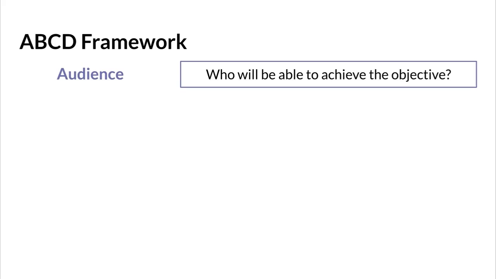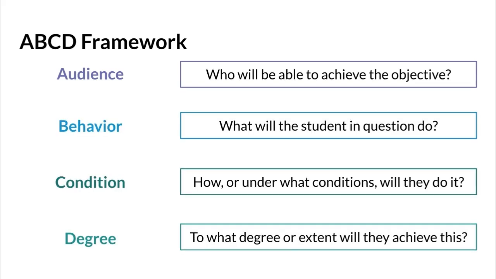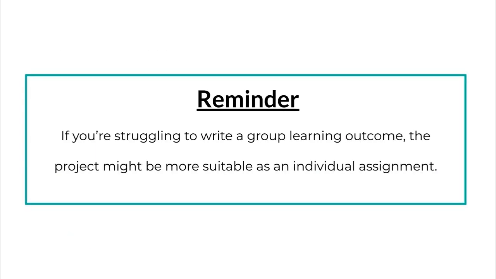If you're new to writing learning outcomes, I'd recommend checking out the ABCD method featured in our previous workshops. This helpful framework asks instructors to identify the audience, behavior, condition, and degree to which students will complete a task. For reference, I'll make sure to go ahead and link that workshop in the show notes below this video.